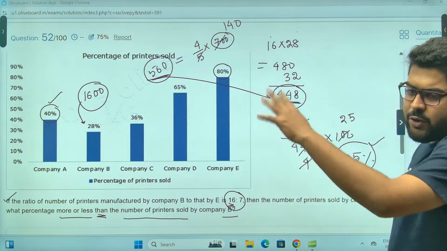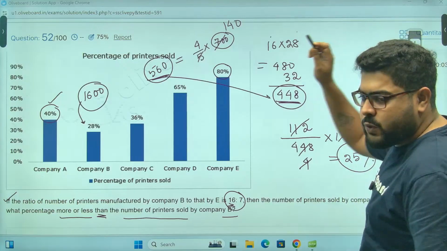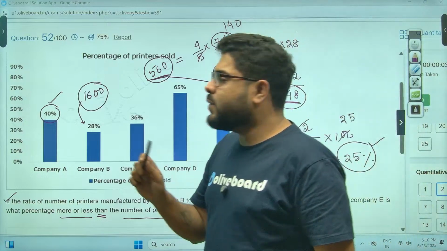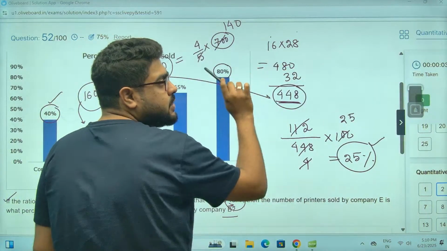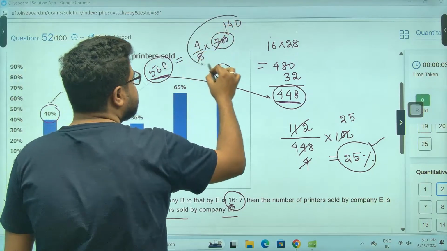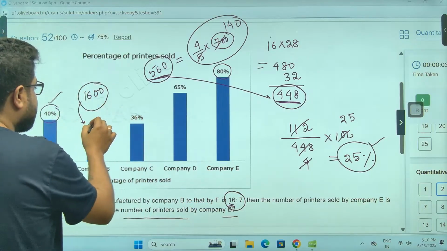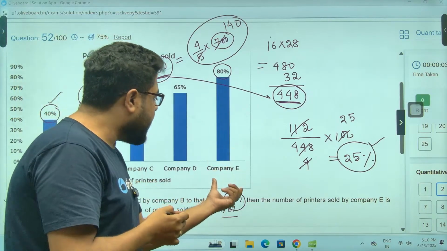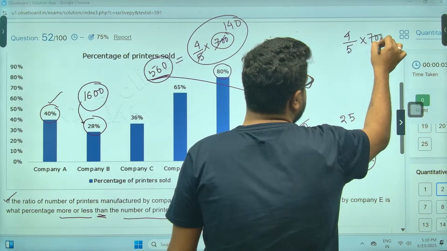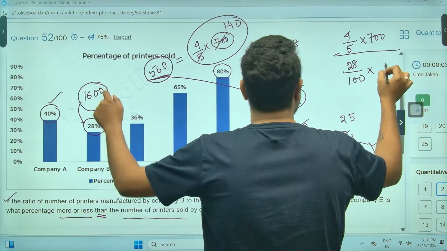No, Raghu, absolutely no need to solve. And we don't have the information as well. Now, another thing: if you say, no sir, I won't even calculate these values, there is room for that too, sir. How? This is 4/5 of 700, the number of printers sold by E, and 28% of 1600. So figure out company E, meaning 4/5 of 700, is what percentage of 28% of 1600.